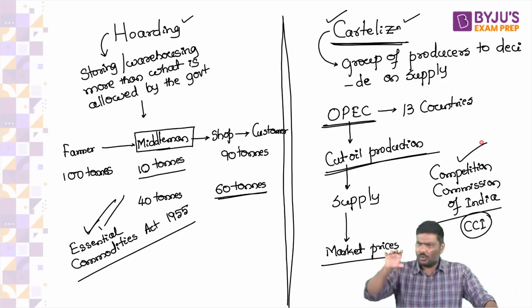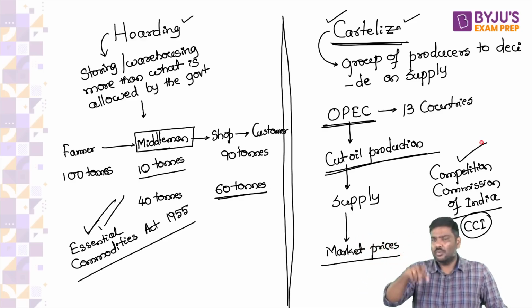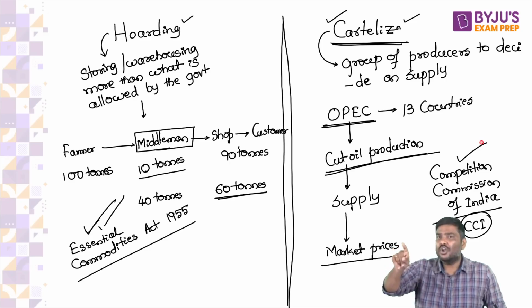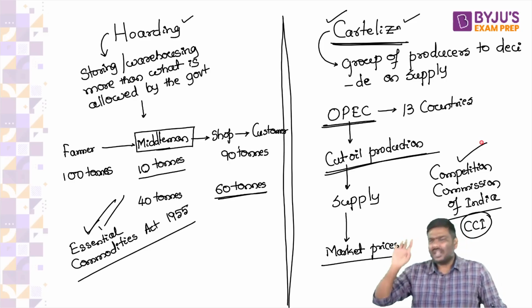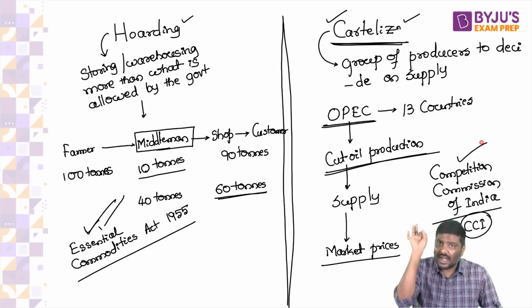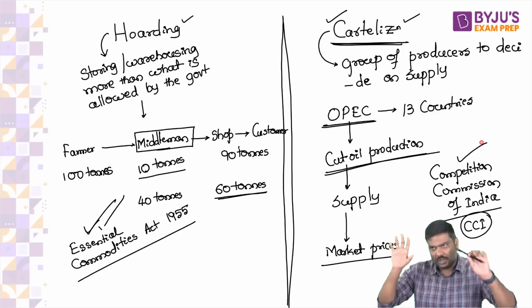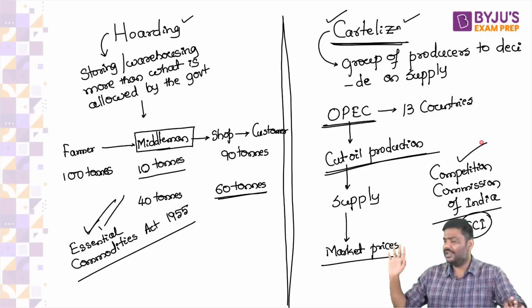There could be only one supplier in the market. But whatever is the pricing decision, whatever policies the supplier has, that should not be against the market or against the interest of the consumers. It should not be unfair to the consumers. That is the whole argument of the objective of the Competition Commission of India.